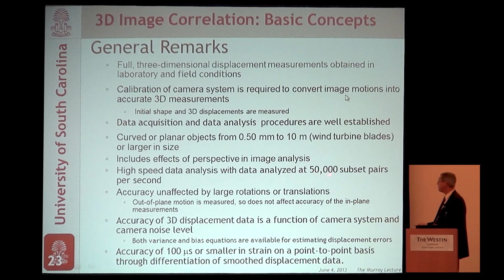Remarkably, this is even faster in some cases than the 2D. You can do 50,000 subsets per second in some of the codes today. It's unaffected by large rotations. You can rotate them a substantial amount and you still get back out the strains you're looking for. And we also did this in a microscope to confirm it was also viable in microscope systems. The accuracy is quite good. I didn't report it here, but it's on the order of 0.01 pixels again, which is quite good. The strain is again on the order of 100 microstrain. And that's point to point across the field.